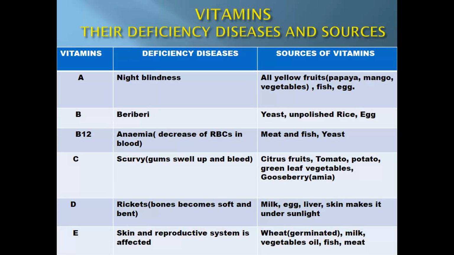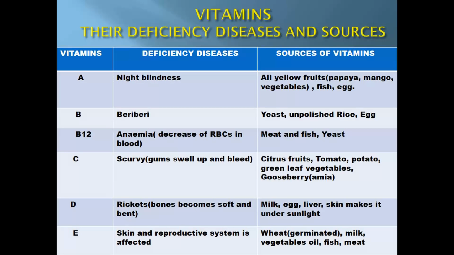Now vitamin C, and the deficiency disease is scurvy, gum swelling up with often bleeding. The sources of this vitamin are citrus foods, tomato, potato, green leafy vegetables, etc. And most important is gooseberry or amla. Vitamin D deficiency disease is rickets, and the sources of it are milk, egg, liver, and skin makes it under sunlight.